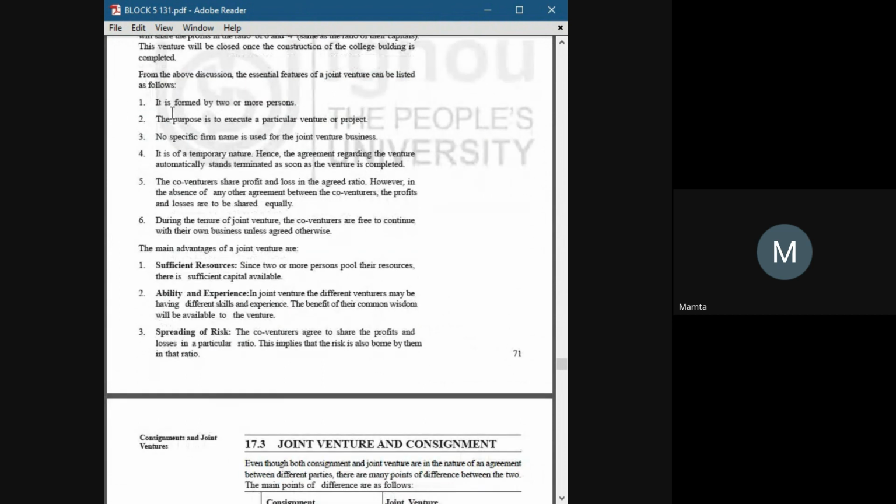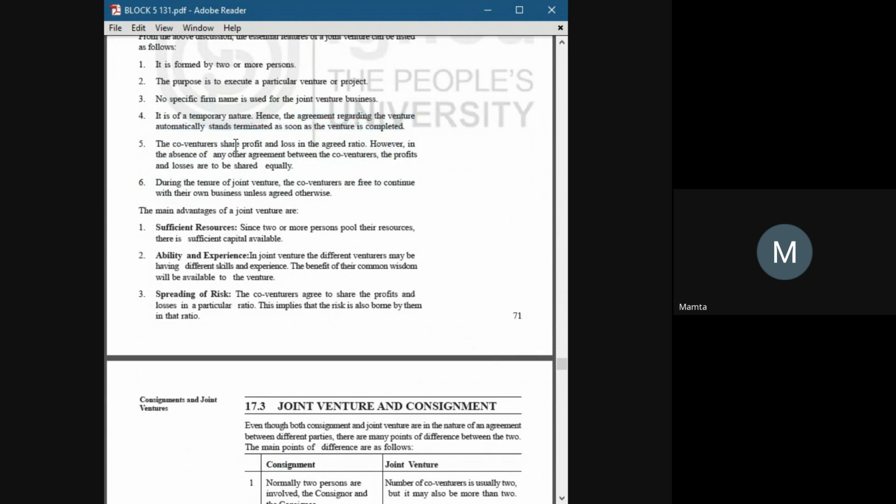Features of joint ventures are: it is formed by two or more persons. The purpose is to execute a particular venture or a project. No specific firm name is used for joint venture business. It is of a temporary nature. Hence, the agreement regarding the venture automatically stands terminated as soon as the venture is completed, meaning as soon as your project gets completed, the joint venture agreement will be terminated. The co-ventures share profit and loss in the agreed ratio. However, in the absence of any other agreement between the co-ventures, the profits and losses are to be shared equally.